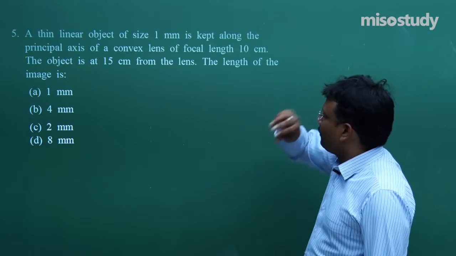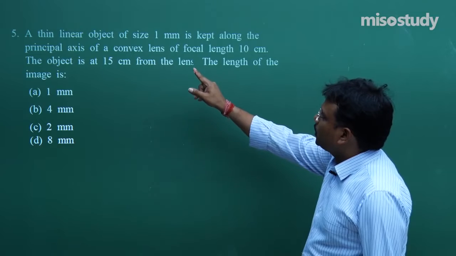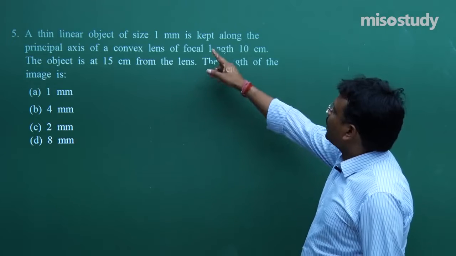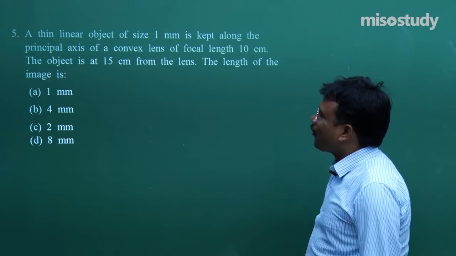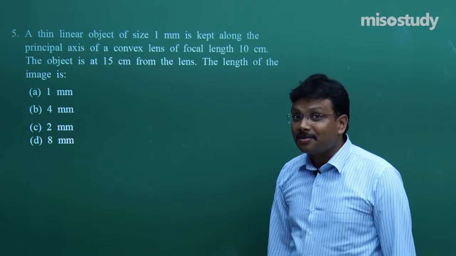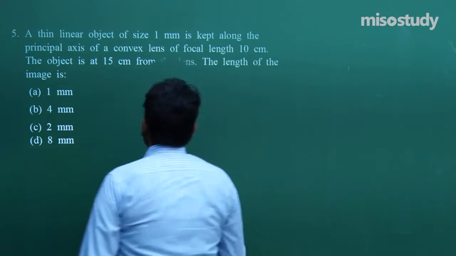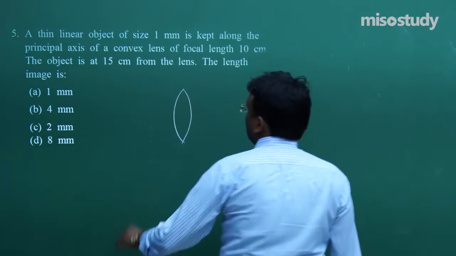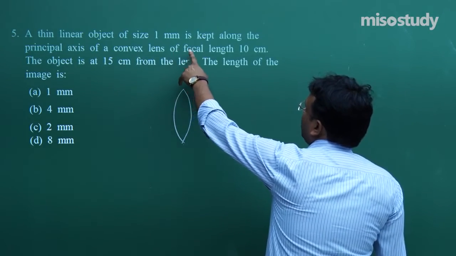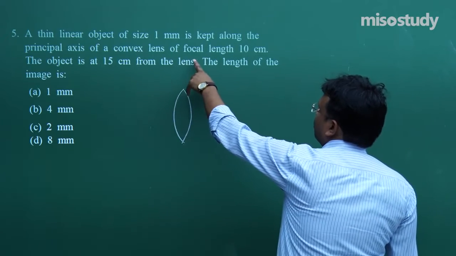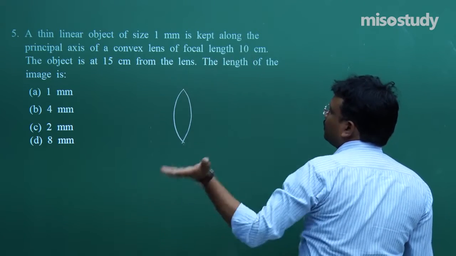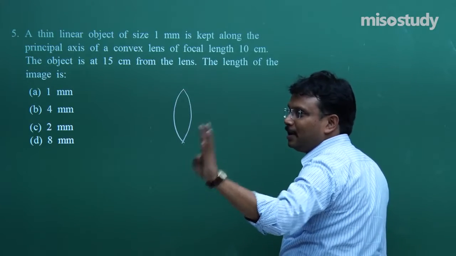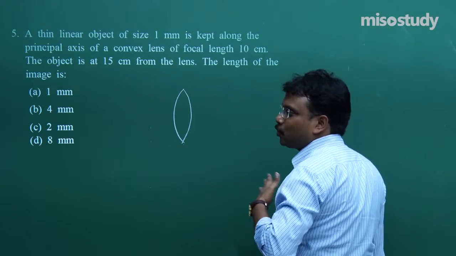Fine, let's move on. A thin linear object of size 1 mm is kept along the principal axis of a convex lens. Convex, not concave. A thin linear object of size 1 mm is kept along the principal axis of a convex lens of focal length 10 centimeter. The object is at 15 centimeter from the lens. U is given, F is given. Is it possible for us to calculate V?